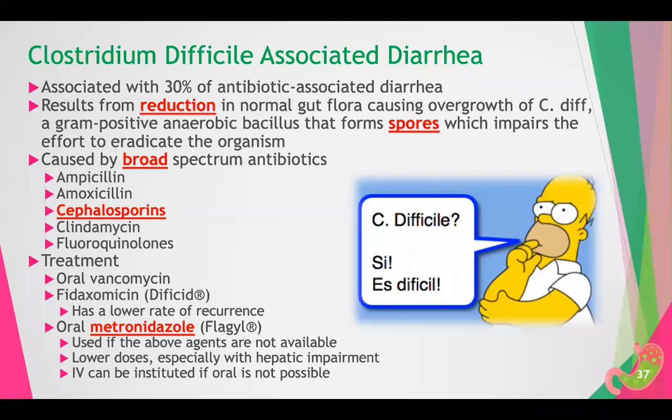Treatment would include oral vancomycin or fidaxomicin. Fidaxomicin has a lower rate of recurrence, and oral metronidazole can be given as well. This used to be our first-line therapy, but now we have transitioned into utilizing the vancomycin and fidaxomicin as first-line therapy. But metronidazole can be used if the above agents are not available. And with our older patients, we typically need to use lower doses, especially if they have hepatic impairment. And if they cannot utilize the oral metronidazole, IV can be instituted. And without treatment, C. diff can be fatal.